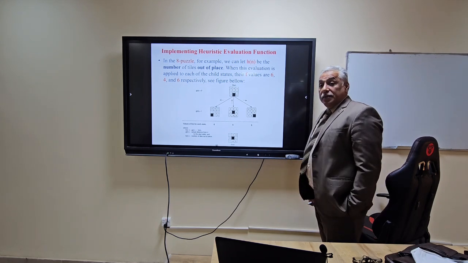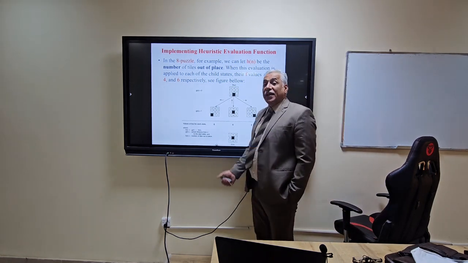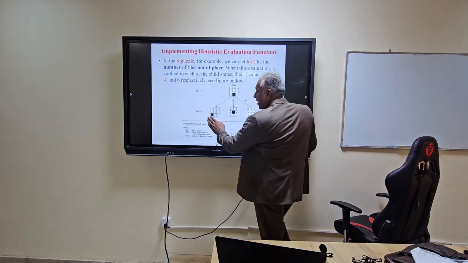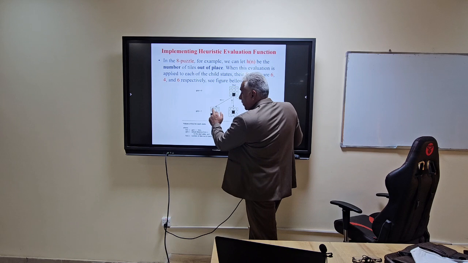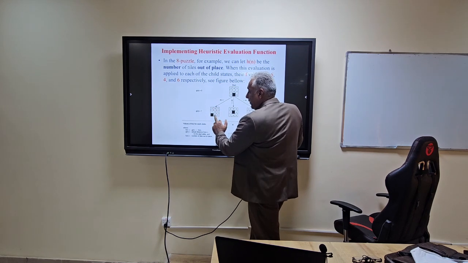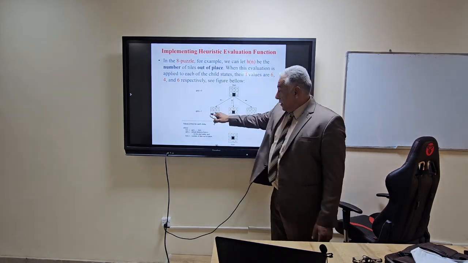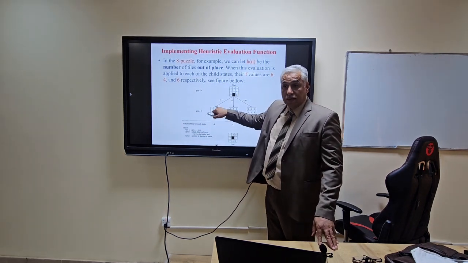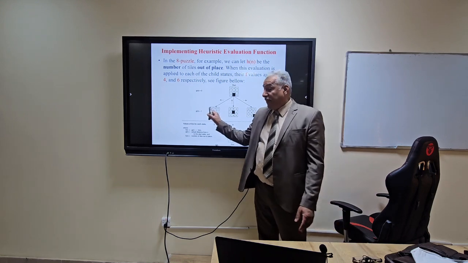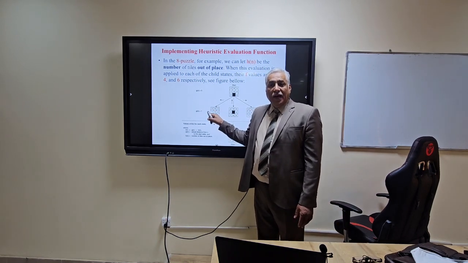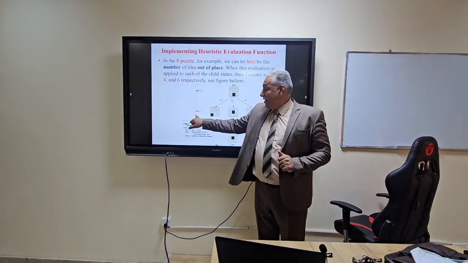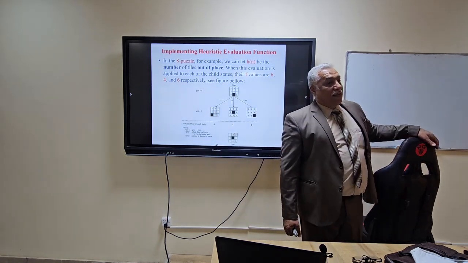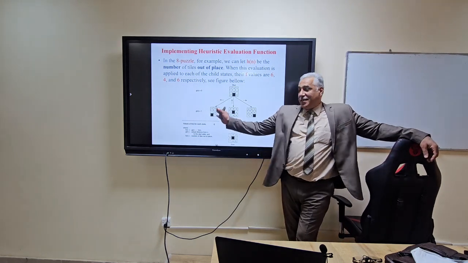But h(n) here will represent the number of tiles out of place. Here h(n) is 1, 2, 3, 4, 5. And now f(n), the evaluation function for this node, will represent the summation: h(n) is 5 plus g(n) is 1. This function will be 6. f(n) will be 6.